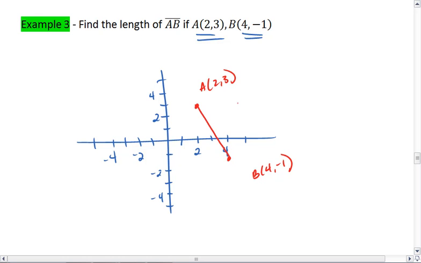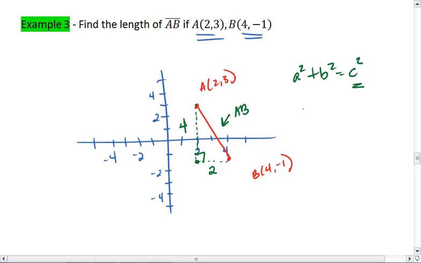The key to figuring this out is to use your Pythagorean theorem. You want to draw a right triangle where this distance goes from 2 to 4, so this is a length of 2, and then here we go from negative 1 up to 3, so that's a length of 4. Then the Pythagorean theorem tells us a squared plus b squared equals c squared, where c is my hypotenuse, and that's actually what I'm looking for in this problem.